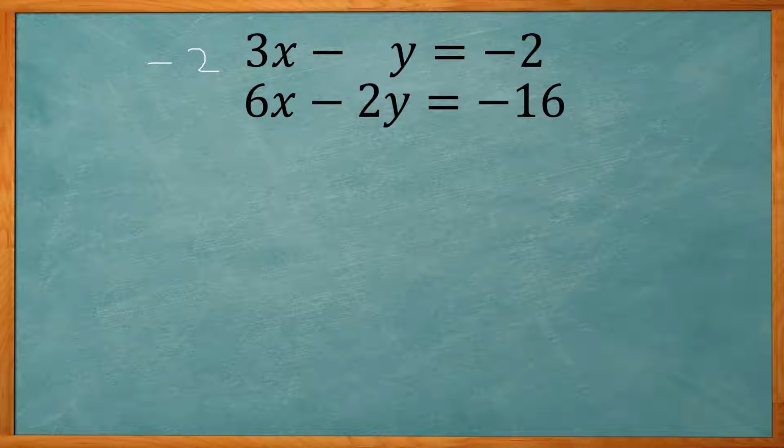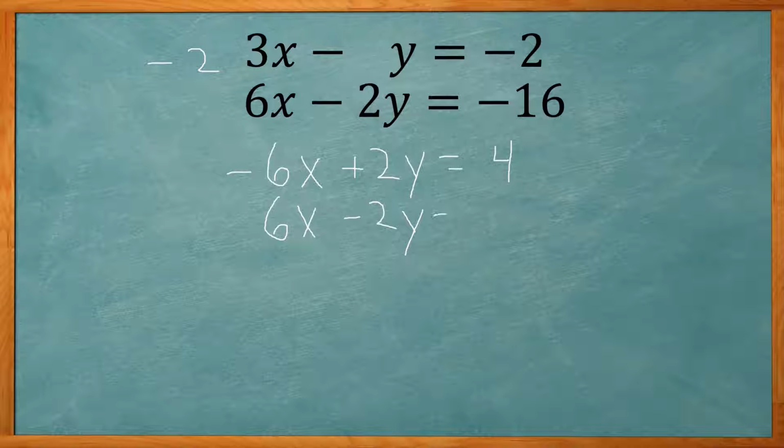Alright, so -2 times 3x is -6x. -2 times -y is positive 2y. And -2 times -2 is positive 4. I'm going to leave the second equation the same. Then I'm going to add these two equations together.